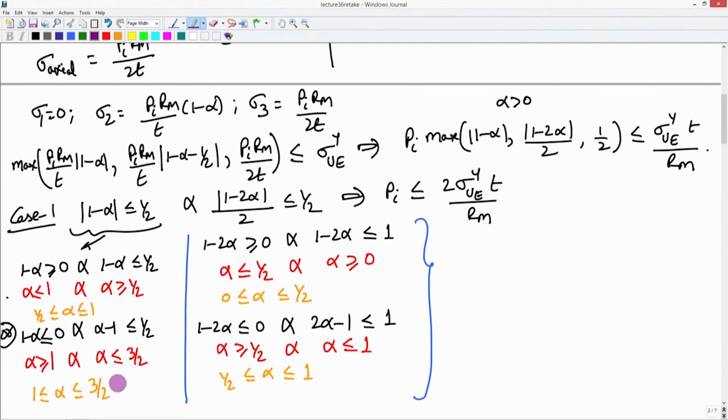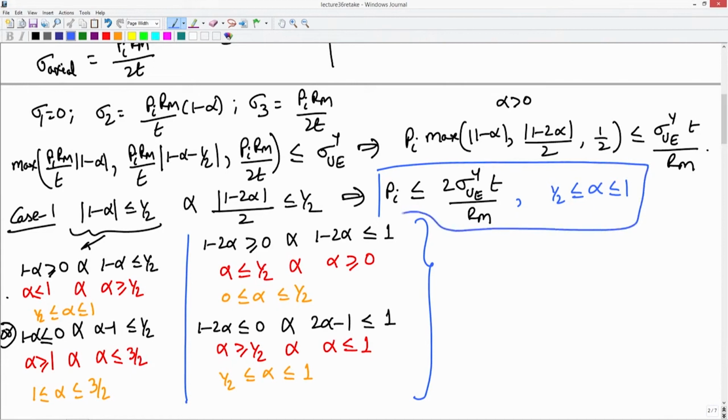In this case it should lie between 0 and half or half and 1. The common overlapping domain between these two cases is half and 1. So, you get the condition that this condition holds when alpha lies between half and 1. Now, let us move further.